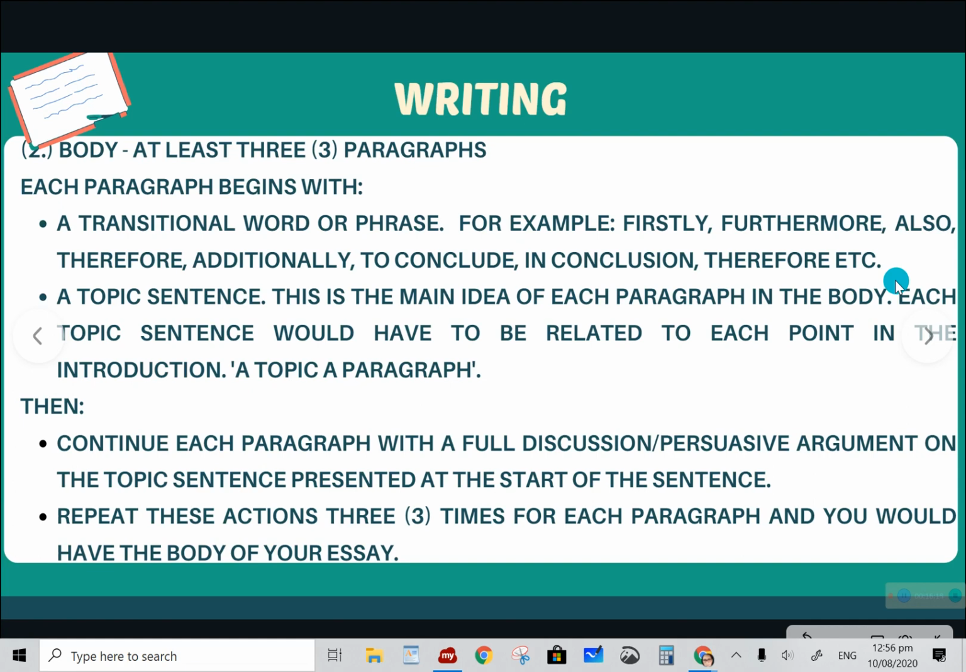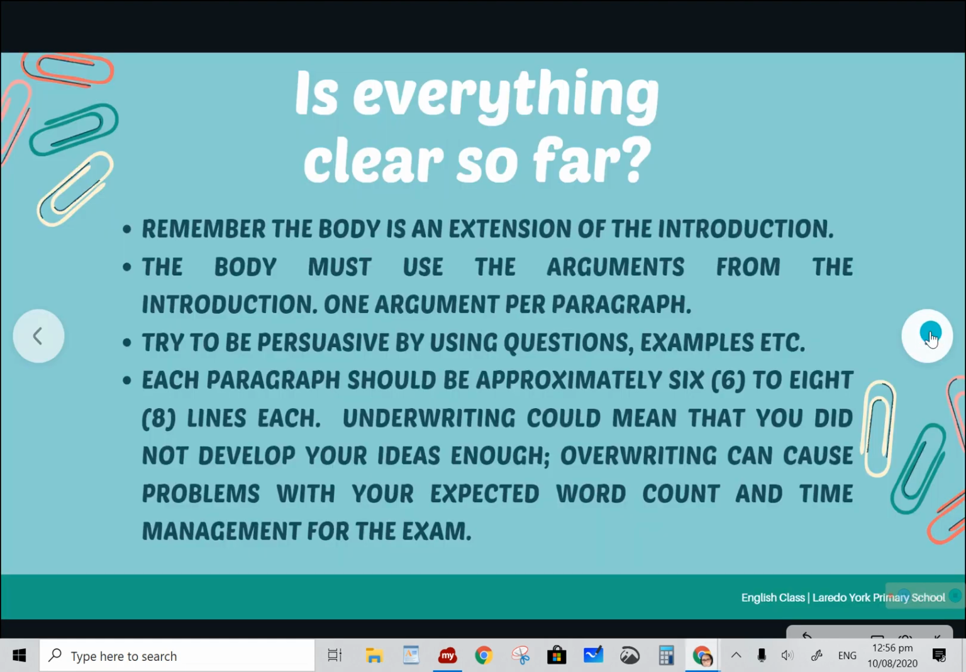Okay, so we are going to continue. I hope that you all understand this. Is everything clear so far? Now remember, the body is an extension of the introduction. The body must use the arguments from the introduction, 1 argument per paragraph. Try to be persuasive by using questions, examples, etc.